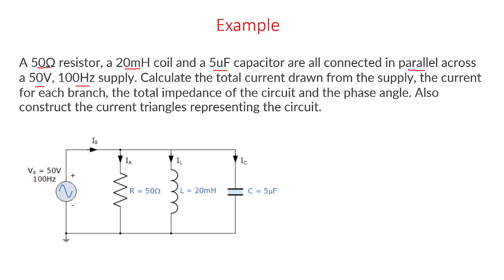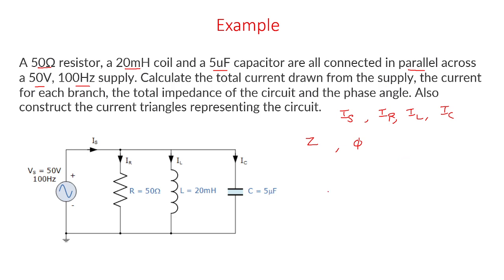In this question, we need to find the total current, that is IS. We need to find the current in each branch, that is IR, IL, and IC. And total impedance also we need to find. We need to find the total impedance of the circuit, and we also need to find the phase angle, and we need to draw the current triangle for the circuit.